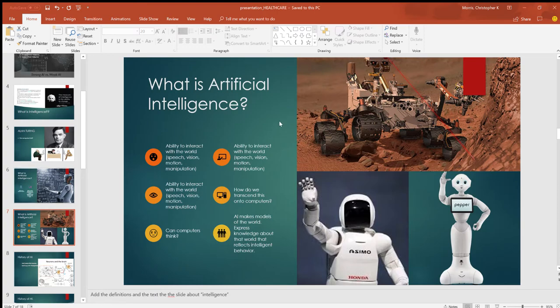But with the inception of a lot of sophisticated AI algorithms, like I said, a lot of them are being used. This is the Curiosity rover, the rover called Curiosity. This was a picture that was used a long time ago.